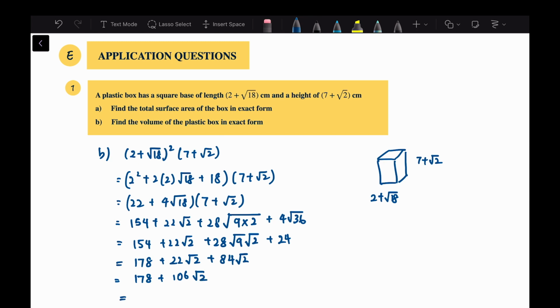But we can actually factorize by removing 2. So it gives us 289 plus 53 square root 2. Alright, and remember to put in cm cubed as the unit, and this will be the final answer.